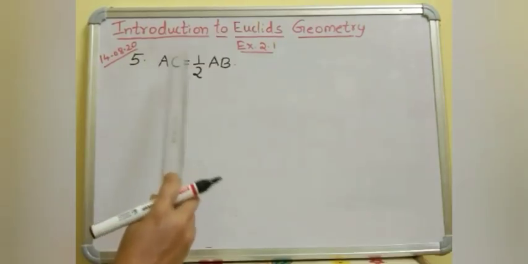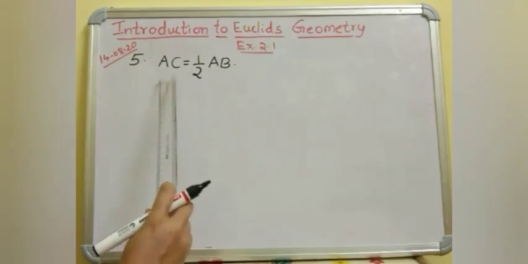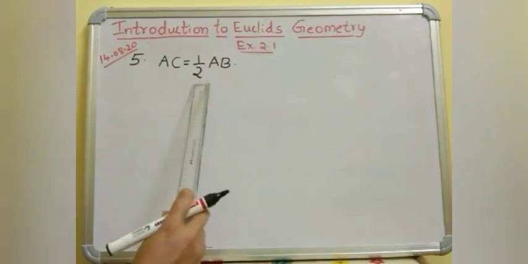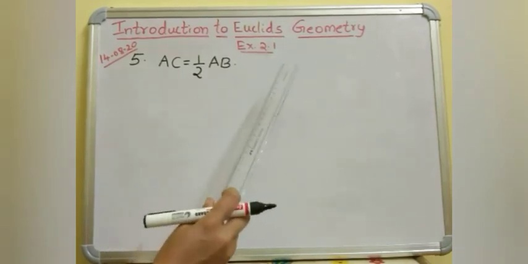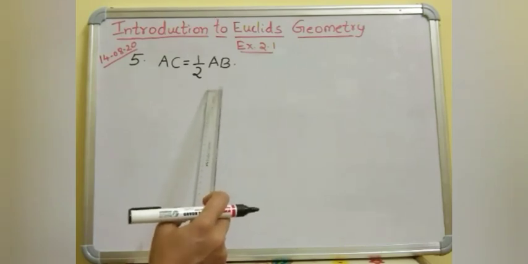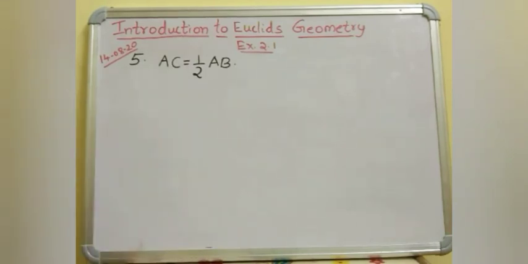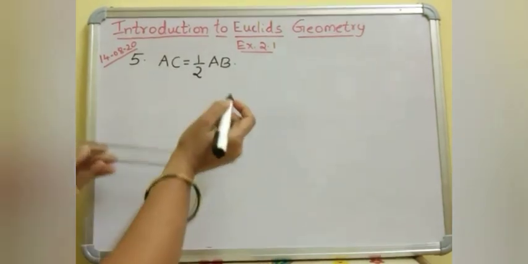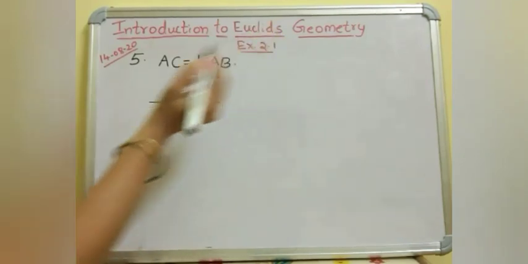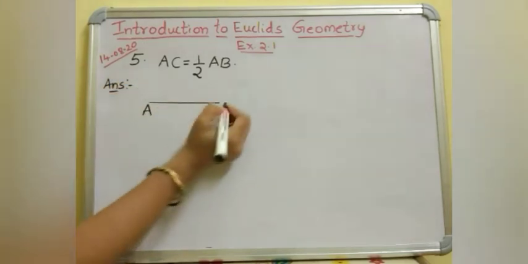Question number 5. It is given that in question number 4, AC is equal to half of AB, that is, C is the midpoint of line segment AB. Now prove that every line segment has one and only one midpoint. Now how to prove this? So let us take the line segment AB.